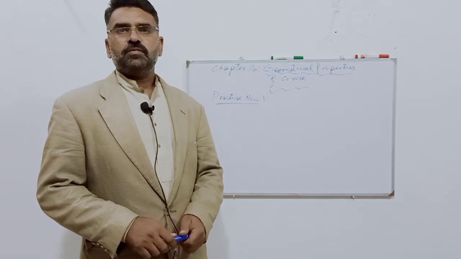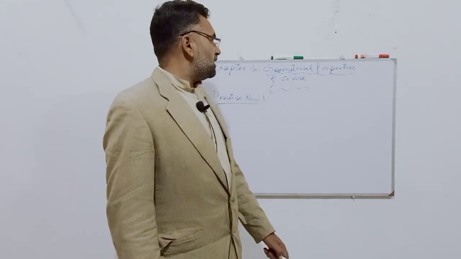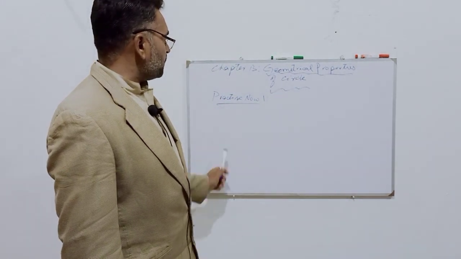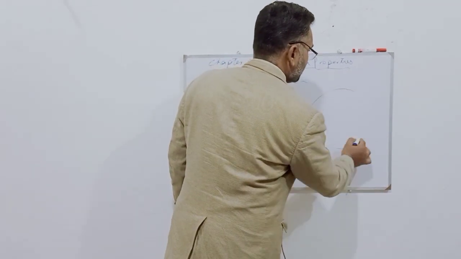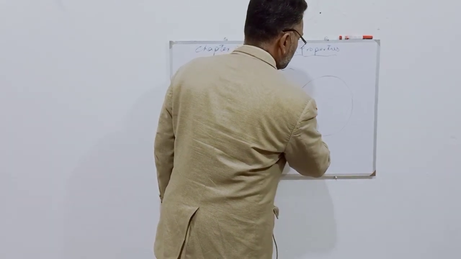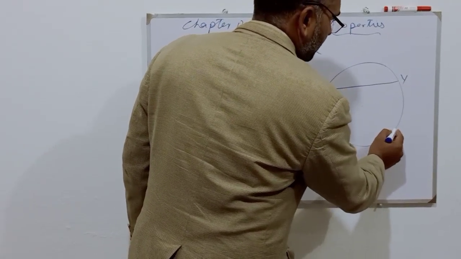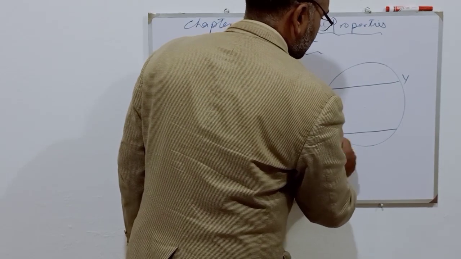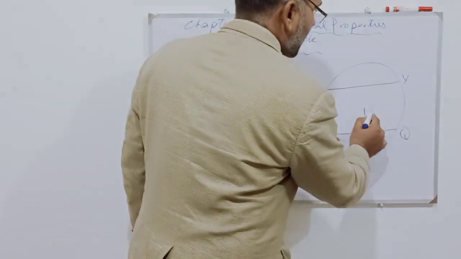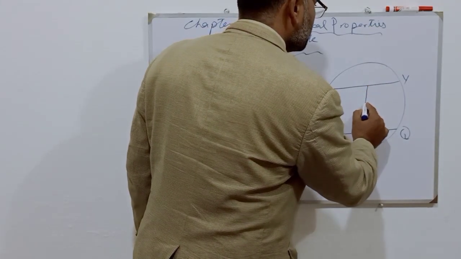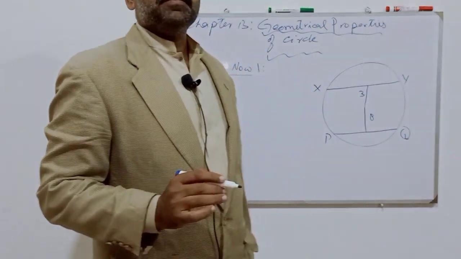Today I am going to upload a video of D3, chapter number 13, geometrical properties of circle, and I am going to solve the first question of practice now 1. In the figure, there are two chords of a circle. One is XY and the other is PQ. The length of XY is 26 centimeter and the length of PQ we have to find, whereas PQ is 8 centimeter away from the center and XY is 3 centimeter away from the center, and we have to find the length of PQ.